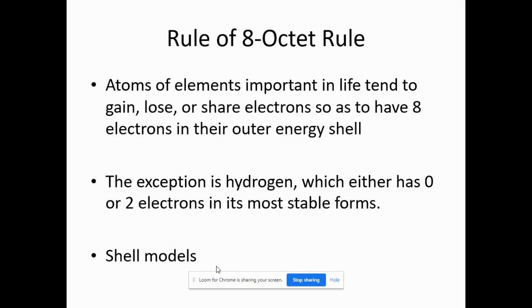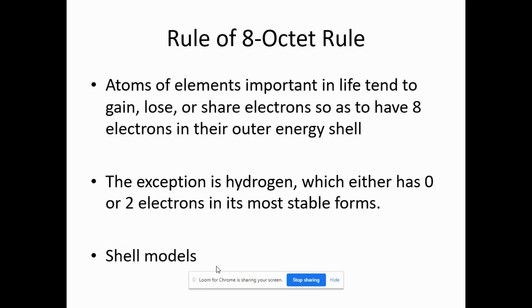All right, then when we're talking about electrons, we need to think of this rule of 8 or octet rule. So atoms of elements important in life tend to gain, lose, or share electrons so as to have 8 electrons in their outermost energy shell. Okay. All right. Now the exception is hydrogen, which has 0 or 2 electrons in its most stable forms.